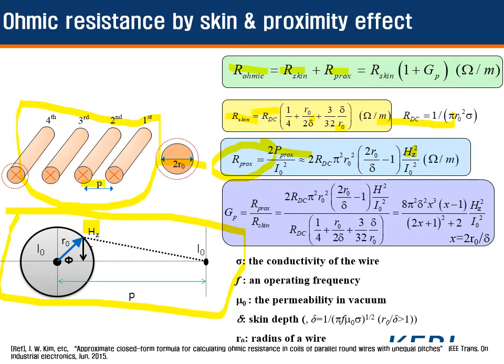Now, let me define the proximity factor Gp. Gp is the ratio of R proximity over R skin. And finally, we can derive that Gp is expressed by these equations. I have to emphasize that when you want to calculate Gp, we have to calculate the magnetic field. I would like to say that when you want to calculate the R ohmic, we have to calculate the magnetic field, the H field. It is very important to calculate the H field.